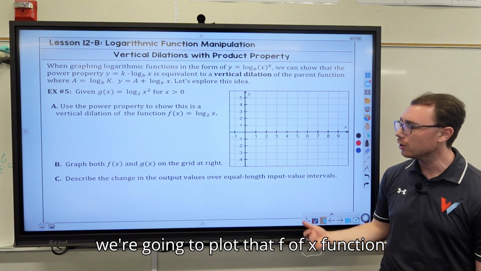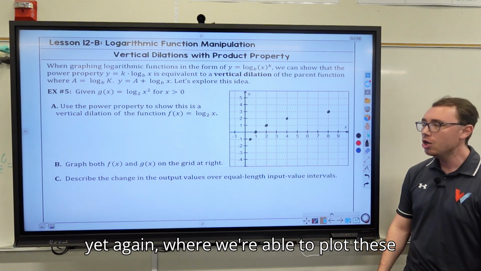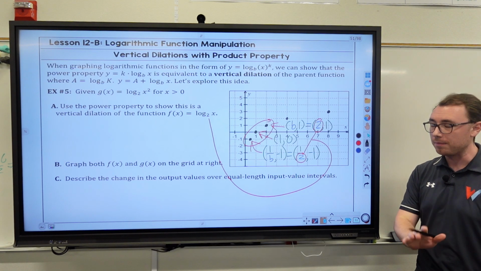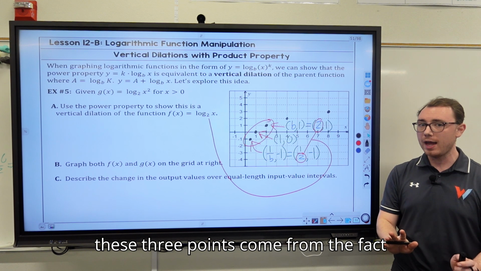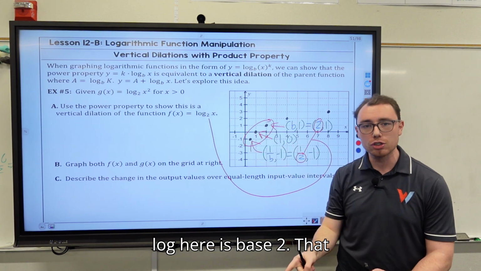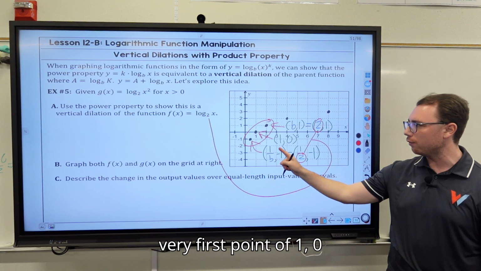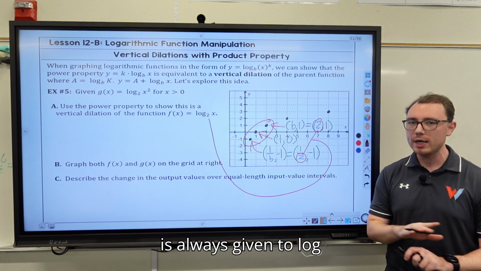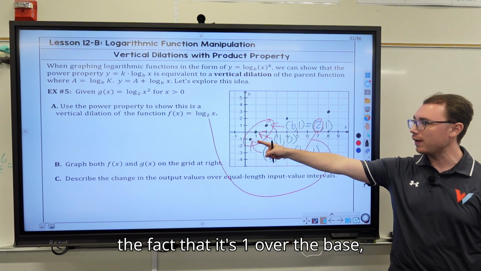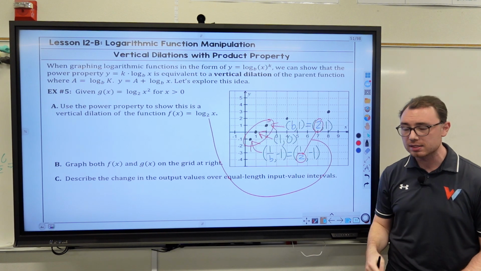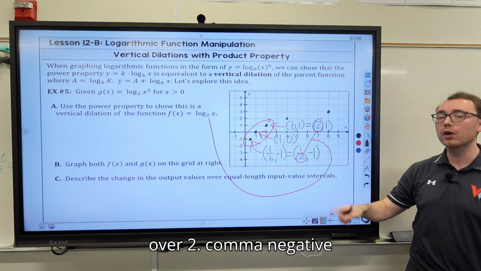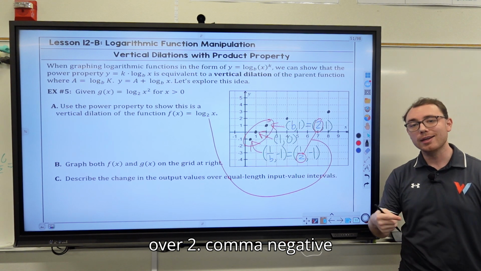First things first, we're going to plot that f of x function yet again, where we're able to plot these 3 points exactly. Again, these 3 points come from the fact that we're using a base log. That base log here is base 2. That very first point of (1, 0) is always given to log bases. That second point is coming from the fact that it's 1 over the base, comma, negative 1. In this case, we have 1/2, comma, negative 1.